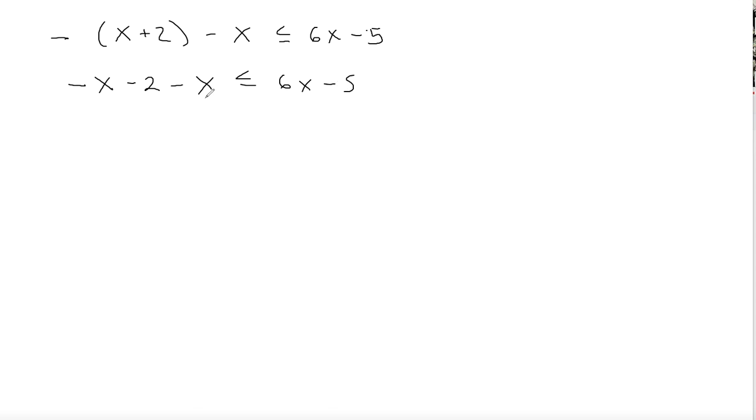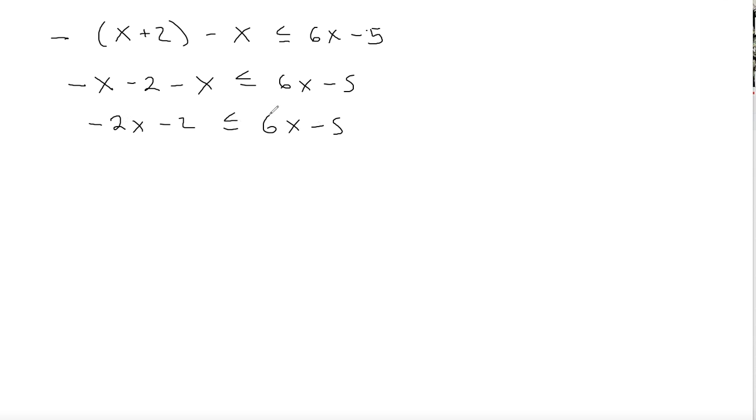And then for me, I always collect terms before I start moving stuff around. So I got minus 1x minus another x. That's going to make minus 2x minus 2 less than or equal to 6x minus 5. So from here, there's two ways you can go. You could either bring the x's to the left or to the right.